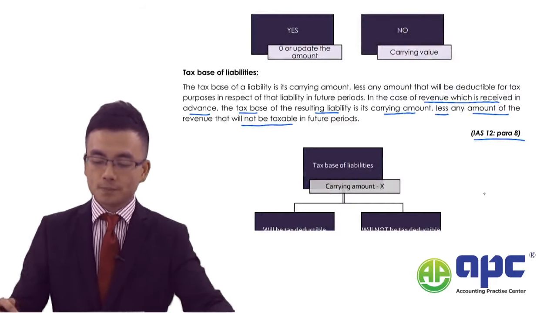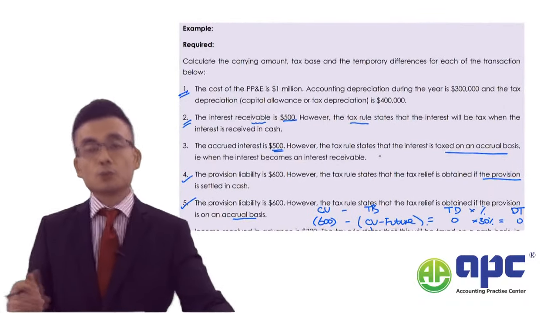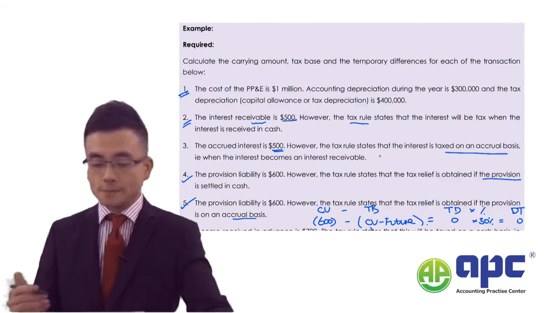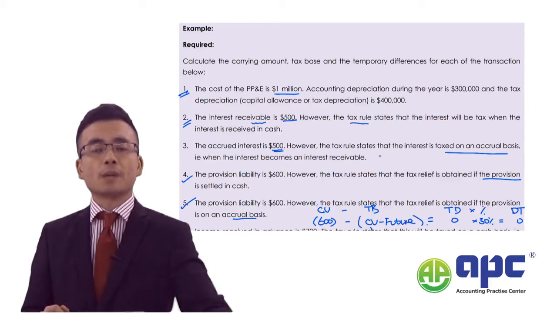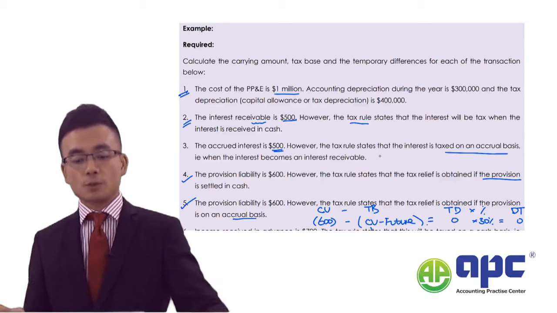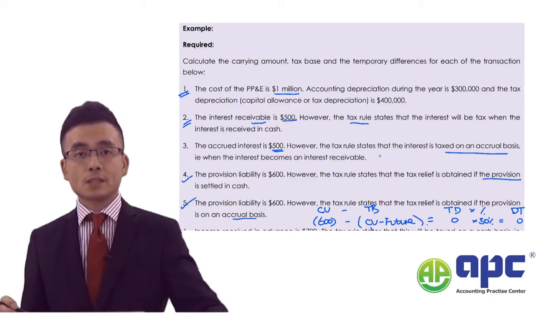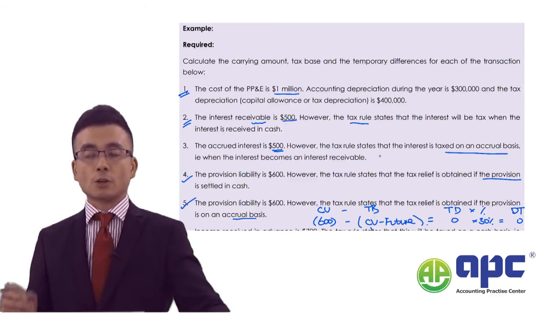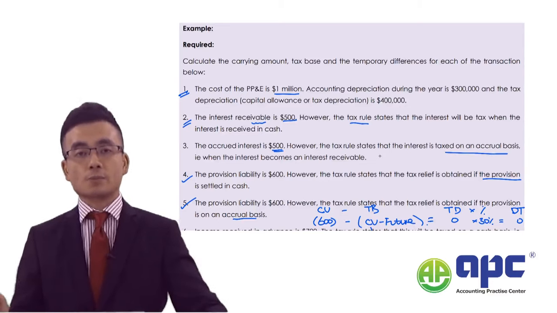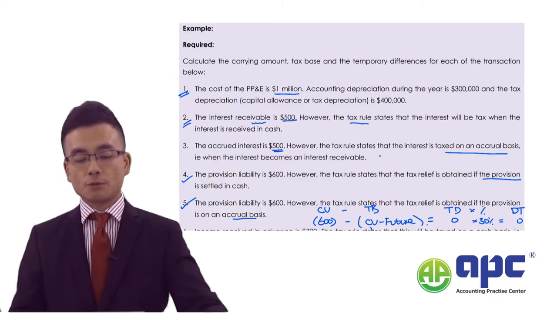The final example. Let's see the asset number one, which means the property, plant, equipment. It says the cost of a PP&E is $1 million. Okay, now, for both sides, from the accounting and from a tax point of view, yes, we can provide that $1 million as the total expense in our account. So from a tax point of view, we put $1 million as the total expense as the depreciation expenses over the years to reduce our taxable profit.